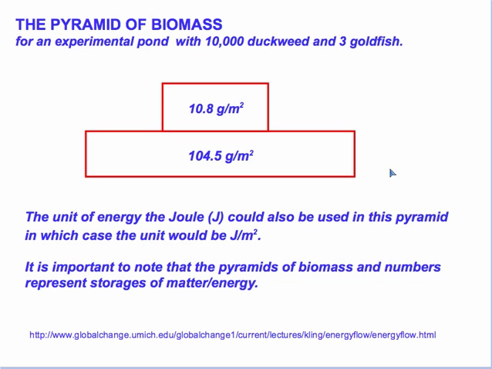It is important to note that the pyramids of biomass and numbers, they represent storages. They are showing you that you might have 10,000 duckweed at a given point in time per square meter. They are showing you that those duckweed might have a mass of 104.5 grams per square meter at a given point in time. That is how much is stored in the ecosystem at that point in time. So it's a snapshot, it's a storage.